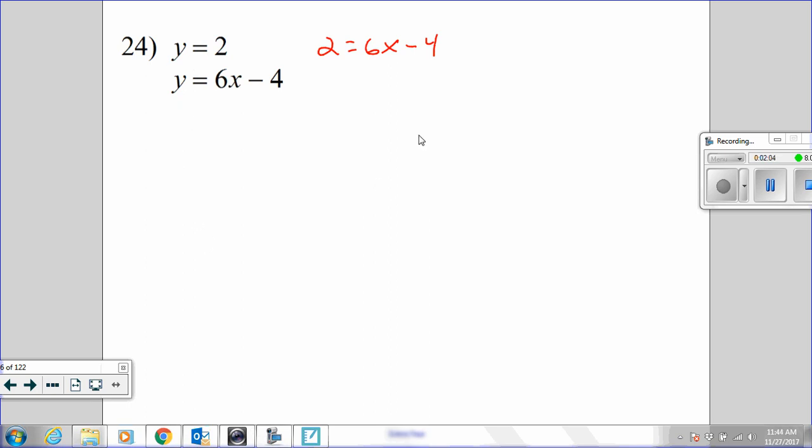So step three, we're going to solve for x. So we want to go ahead and isolate the x by itself. And the first thing I want to do is move this 4 over so I can get it away from the 6x. So I'm going to add 4 on both sides. All right, now I'm going to go ahead and simplify. My 2 plus 4 is going to give me 6 is equal to 6x. Now to continue to solve for x here, I'm going to divide by 6 on both sides, and I'll get 1 is equal to x.